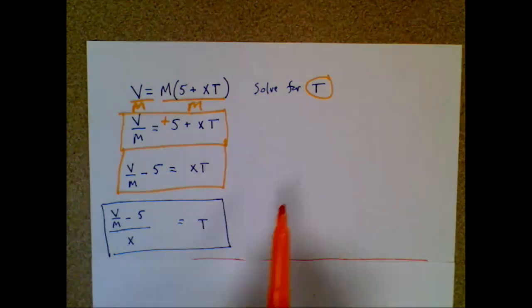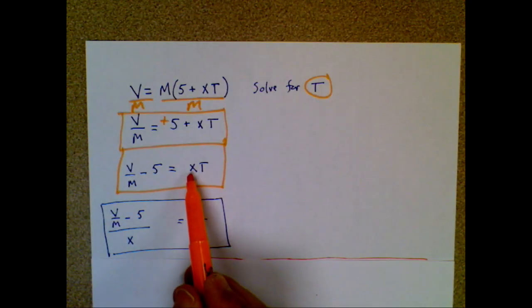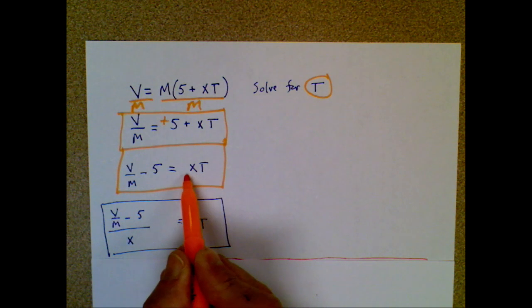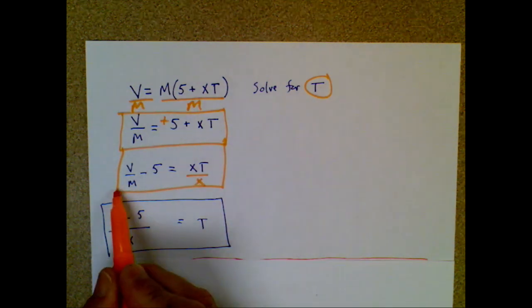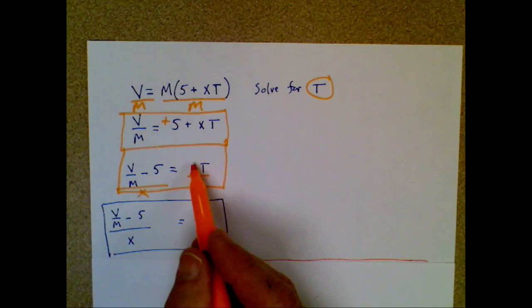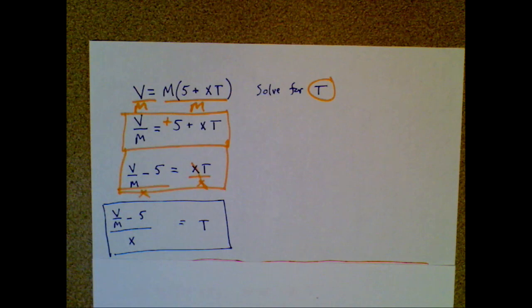And at this stage, I still don't have t by itself. T is connected to the x is attached by multiplication, so I divide on that side, and I divide on that side. Those x's cancel, and now I have this big, ugly equation for t, and that is solved for t.